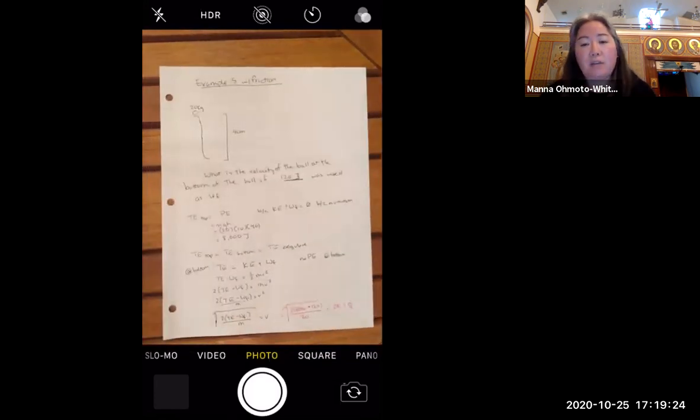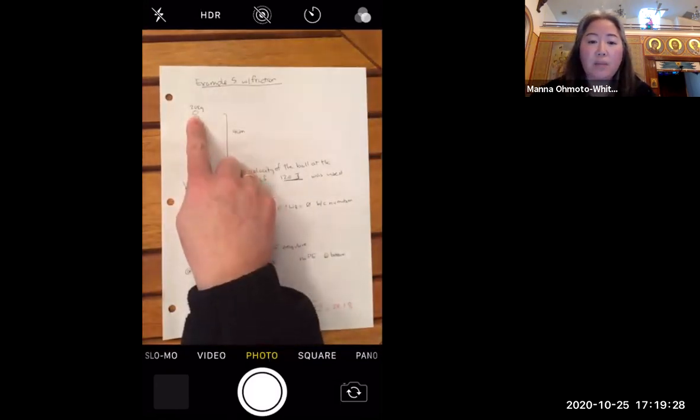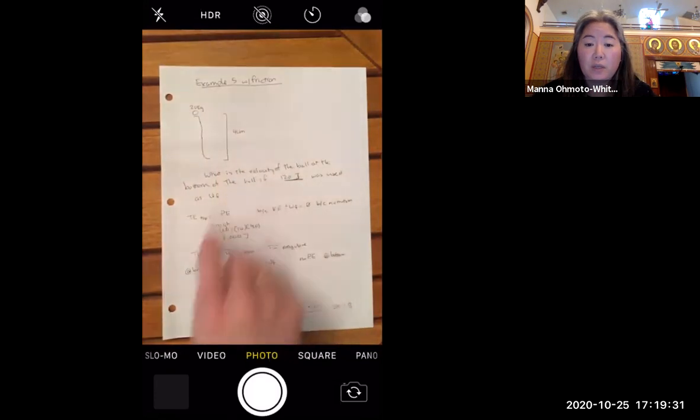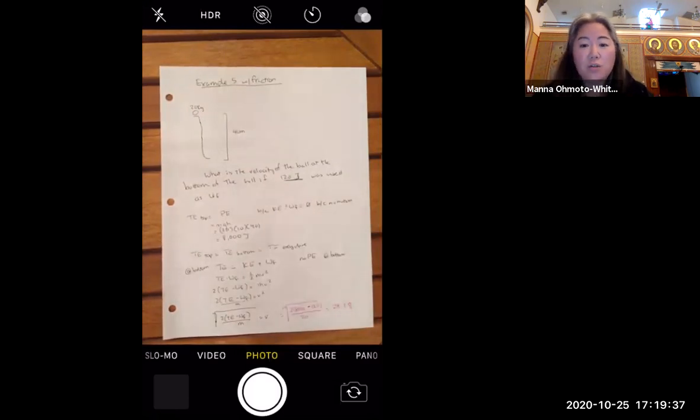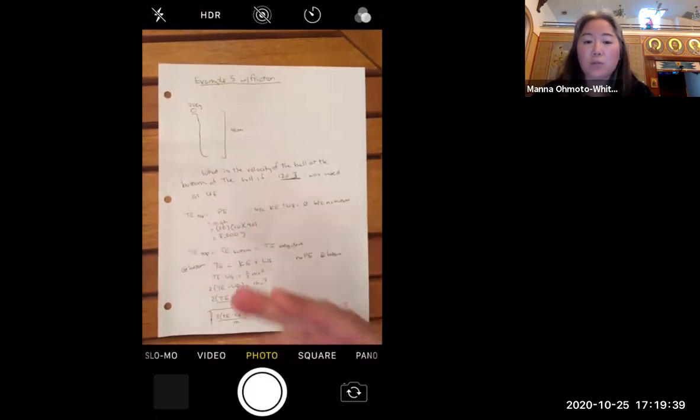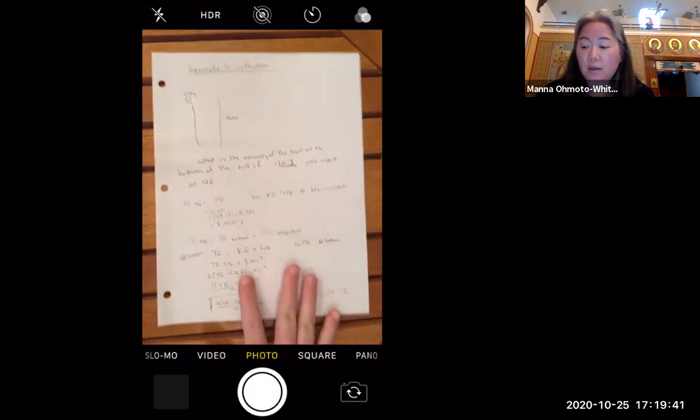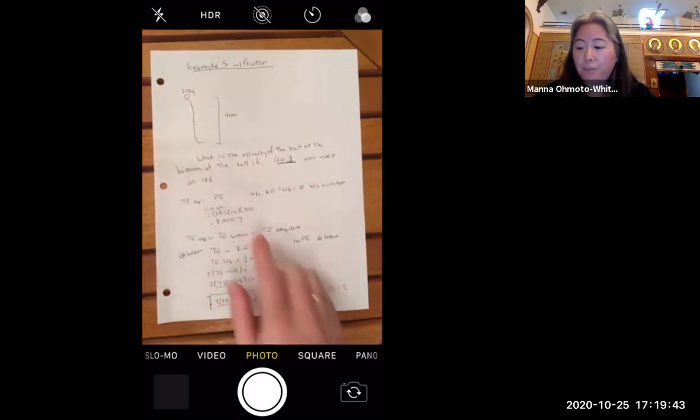Well, what happens if I have friction? So here I have the same situation, the 20 kilogram mass at the top of a 40-meter hill, but now I have 120 joules worth of friction force that had to be used, work lost due to friction, because there was some friction on this slide or this hill.